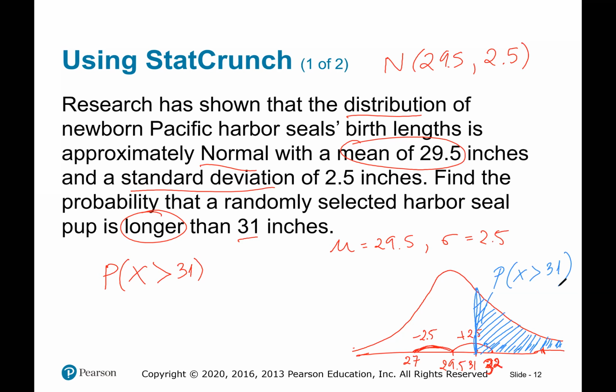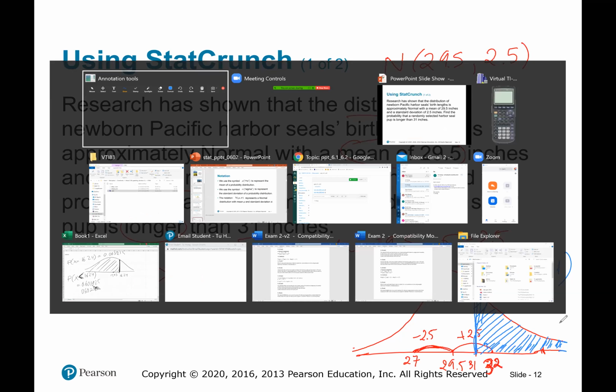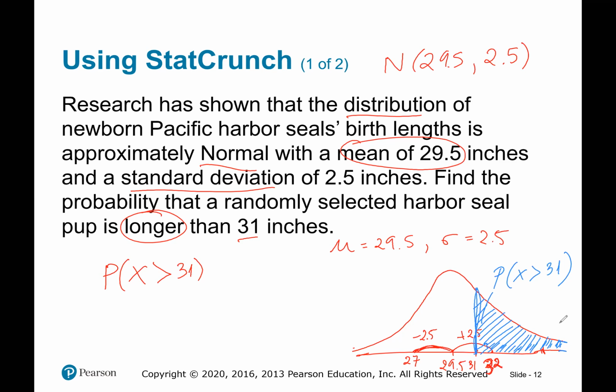Okay, so for this case you can still use the TI-83, but you still have to use the normalcdf, right? Parentheses, the first one is the lower bound. The lower bound will be 31, because the lowest one is 31 here. And what's the upper bound? The upper bound keeps going, so I'm gonna say positive infinity.